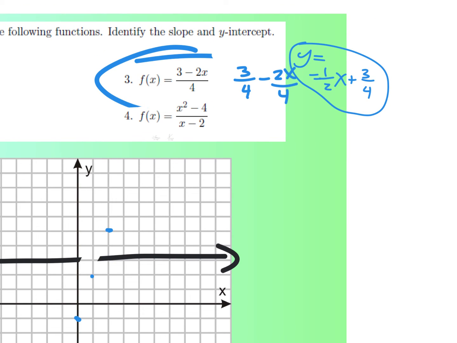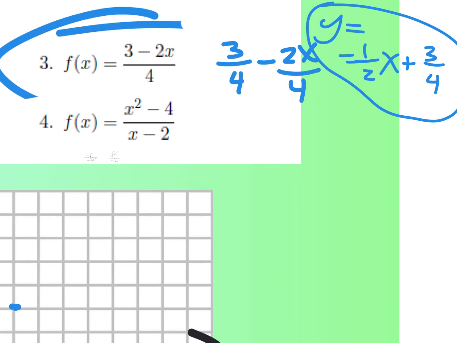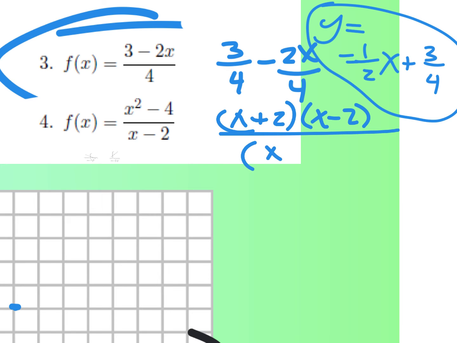How would you graph the last one, though? That's the most nasty of them all. I don't have a good way to just make it super easy. Do you remember my favorite saying? If you can factor it, you should. Can you factor it? Oh, yes, you can. And all of a sudden, x plus 2 and x minus 2 are on the top. And what's handy about that? The x minus 2 cancels.